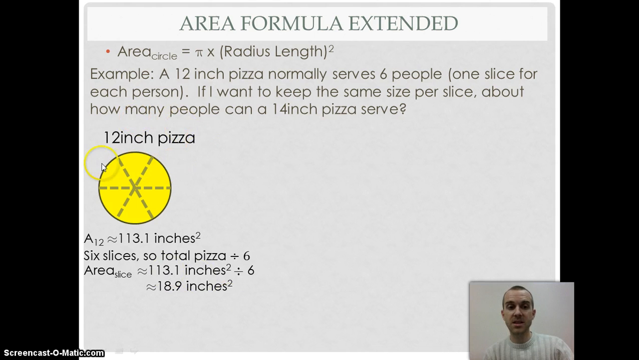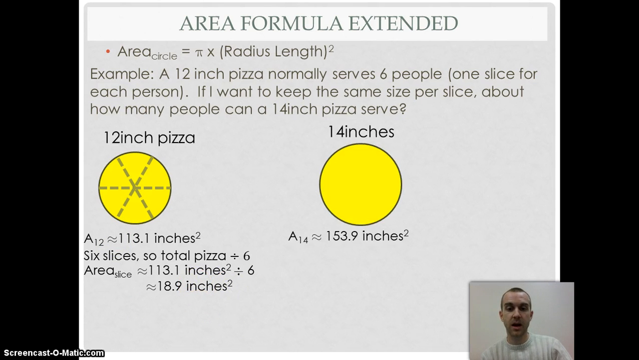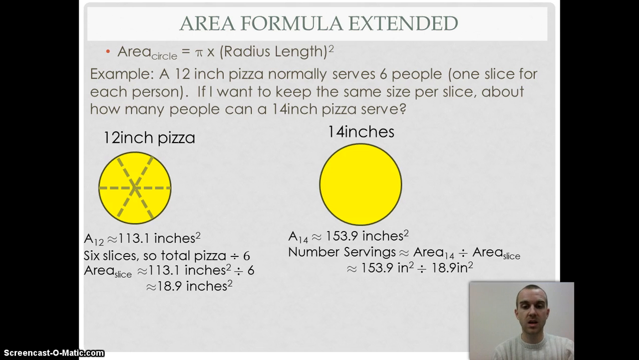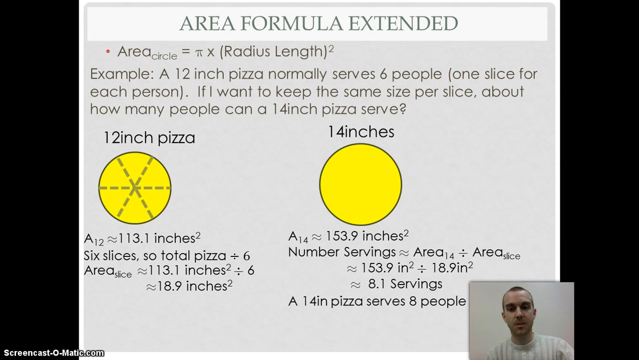Now if I want to do a 14-inch pizza, and I want to know how many people could I serve that have that same size slice, what I would end up doing is taking my area and I'm going to divide it by the size per slice. And if I do that, it's 153.9 square inches divided by that 18.9 square inches, and that gives me about 8.1 servings. So I could serve about 8 people. So I would split my pizza into 8 parts, and that would give me a good idea about how many people I could serve with that same size.